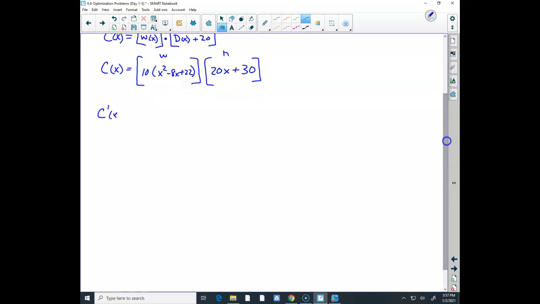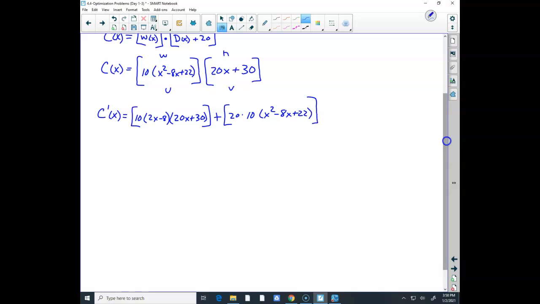I'm going to say the cost prime is going to be equal to, remember, this is going to be U, this is going to be my V. So my derivative of the first term is going to be 10 times 2x minus 8. And then that has to get multiplied times V. So that's times 20x plus 30. So adding the derivative of my second term, that's going to be 20 times the first term, which is 10 times x squared minus 8x plus 22.